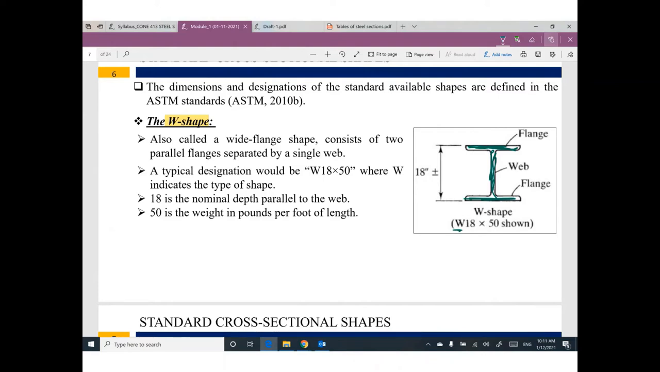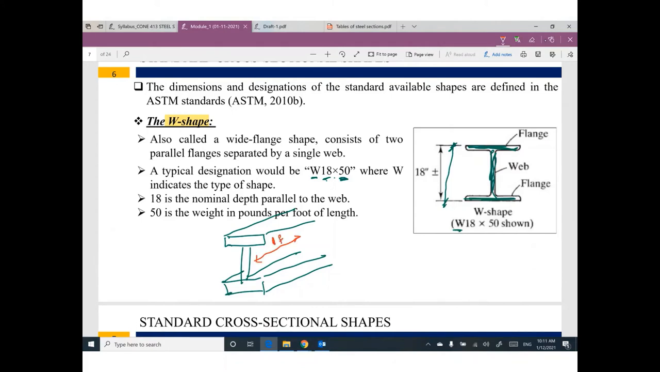This W shape will be written like W18, for example, 18 times 50. The first number, 18, means the nominal depth of this cross section. 50 means the weight per unit length of this beam. As you see, this beam in real life looks like this. If you measure a unit length, which is 1 foot, the weight for this part of the beam will be 50 pounds. So 50 means 50 pounds per foot.